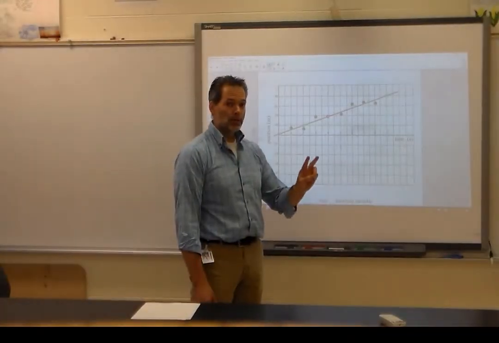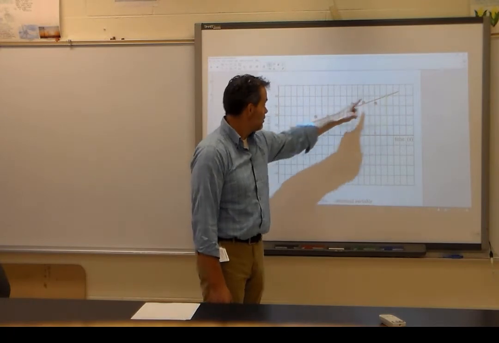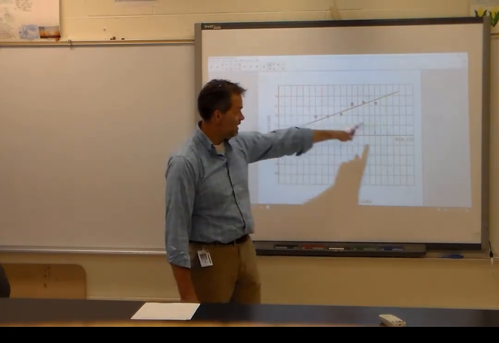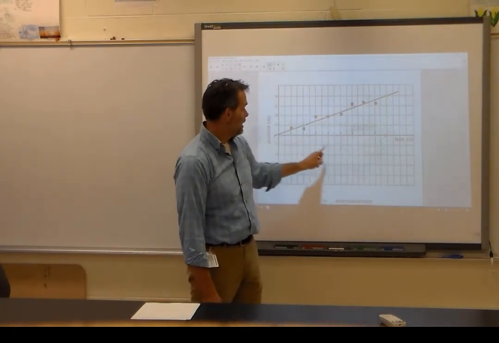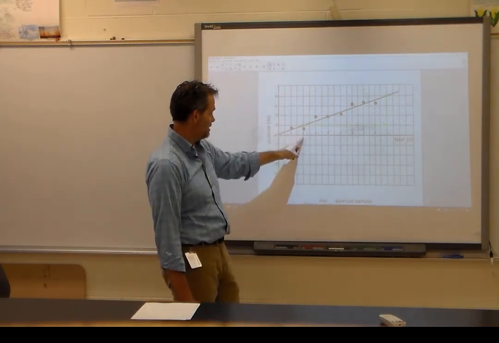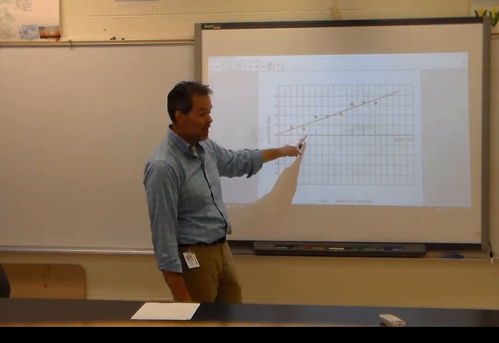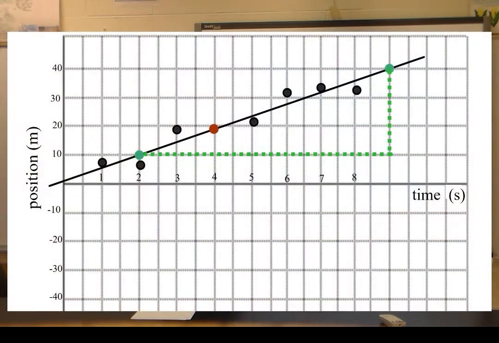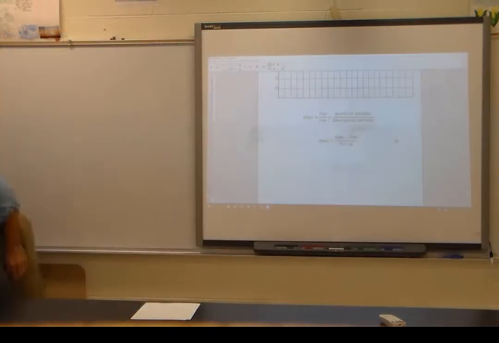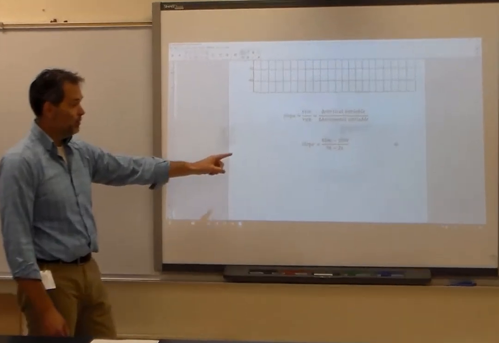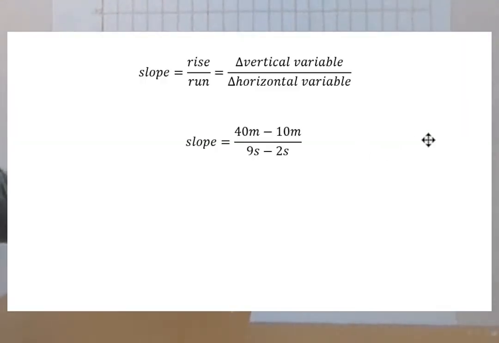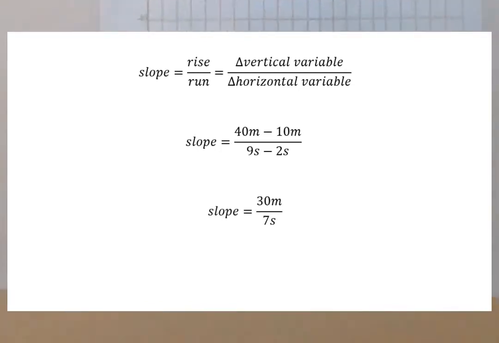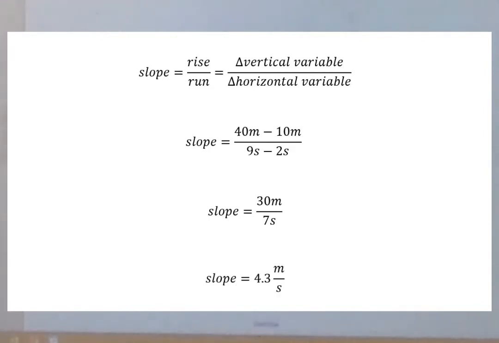So I'm going to pick 2 points on my line. One of them is located 40 meters at a time of 9 seconds, and the other one is 10 meters at a time of 2 seconds. And I'm going to use those points to calculate the slope of my line. The slope of my line is 40 meters minus 10 meters divided by 9 seconds minus 2 seconds, or 30 meters divided by 7 seconds, giving me a slope of 4.3 meters per second.